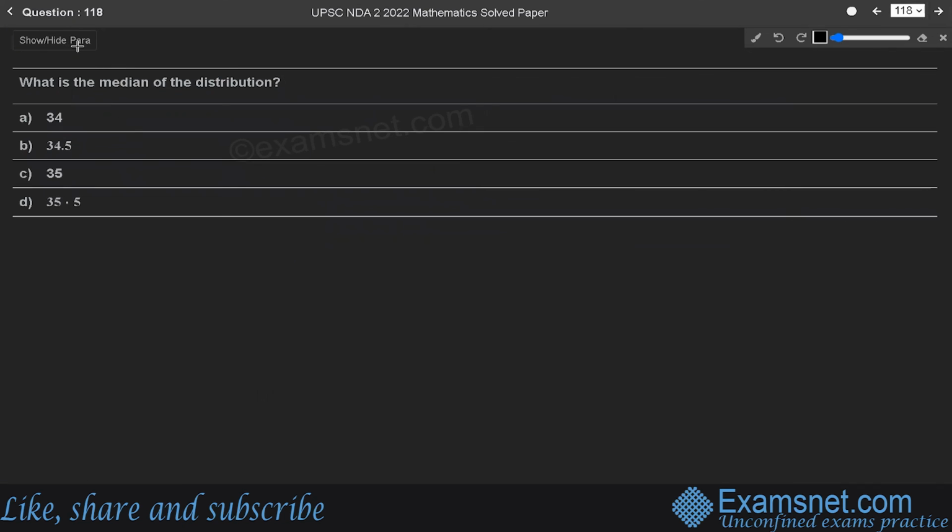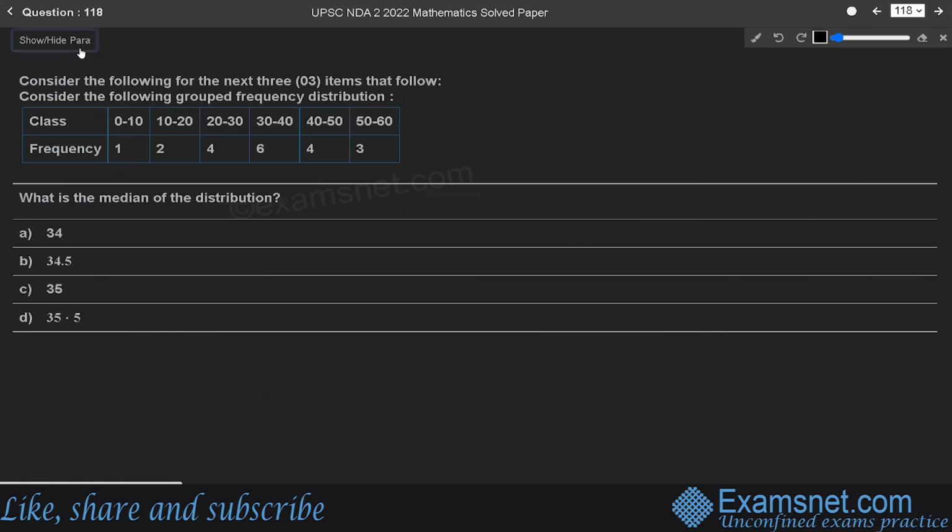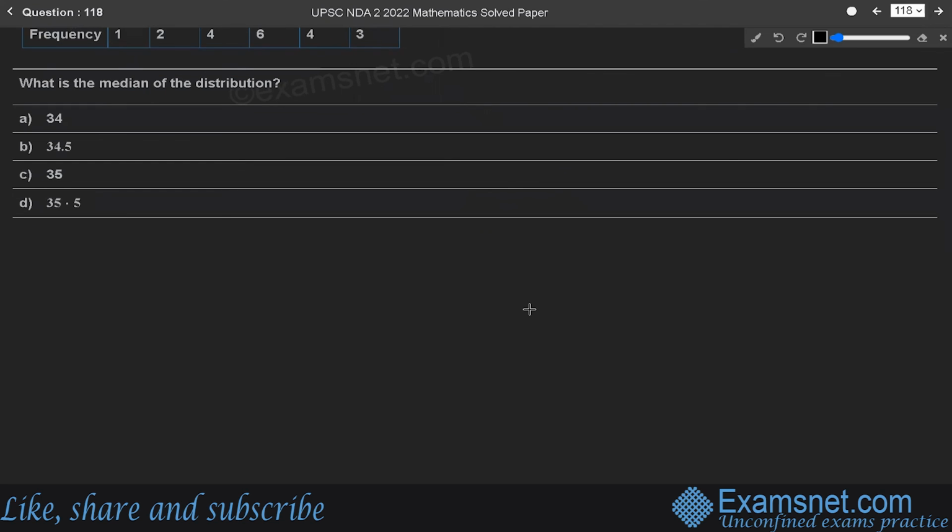The next question has different directions, and the directions are: consider the following grouped frequency distribution. A class and frequency are given, and we have to find the median of this distribution. The class intervals are 0 to 10, 10 to 20, 20 to 30, 30 to 40, 40 to 50, and 50 to 60. And the frequencies are 1, 2, 4, 6, 4, and 3.